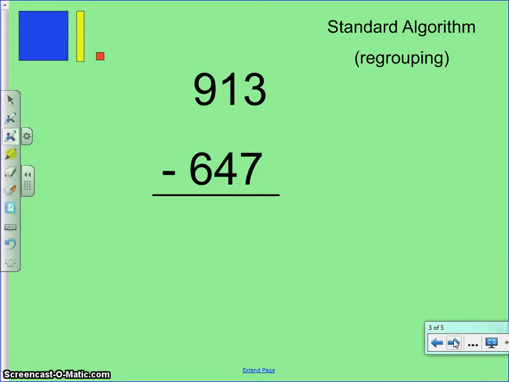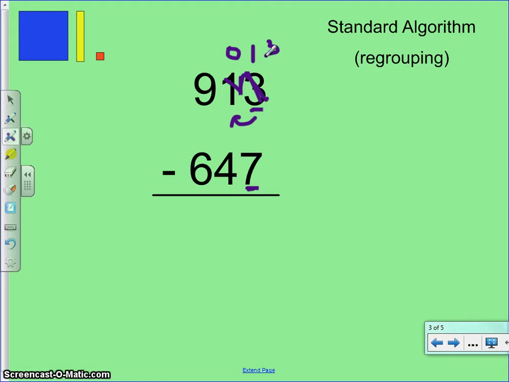Let me show you that again, okay? Here I have 913 minus 647. Again, I'm going to start my ones. This time, my 7 is bigger than my 3, so I need to regroup. So I go to my next door neighbor, and I cross out the 1, and I borrow that 10. So my tens place becomes a 0, and I borrow 10, and I put it back into 3, so I no longer have 3 ones, but now I have 13 ones, because 3 ones plus 10 ones is going to give me 13 ones.